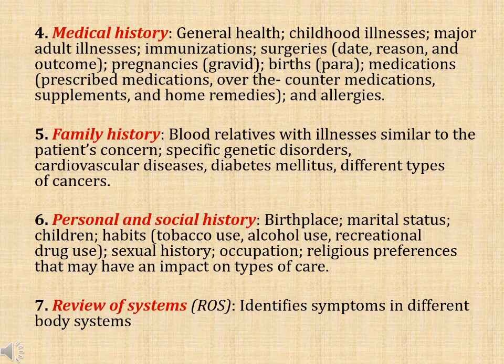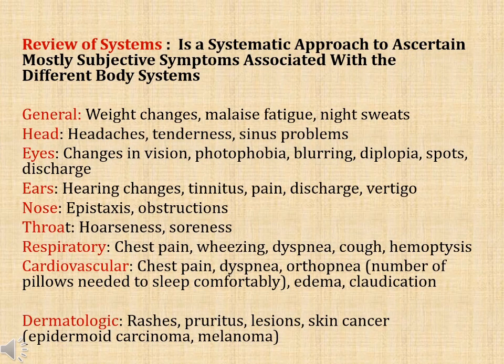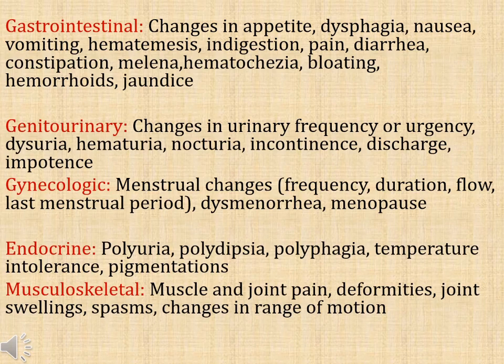7. Review of systems. ROS identifies symptoms in different body systems. Review of systems is a systematic approach to ascertain mostly subjective symptoms associated with the different body systems. General: weight changes, malaise, fatigue, night sweats, headaches, tenderness, sinus problems. Eyes: changes in vision, photophobia, blurring, diplopia, spots, discharge. Ears: hearing changes, tinnitus, pain, discharge, vertigo. Nose: epistaxis, obstructions. Throat: hoarseness, soreness. Respiratory: chest pain, wheezing, dyspnea, cough, hemoptysis.